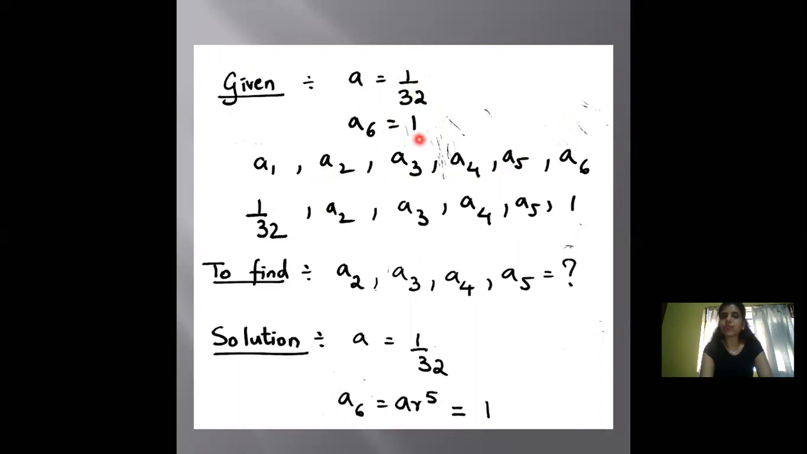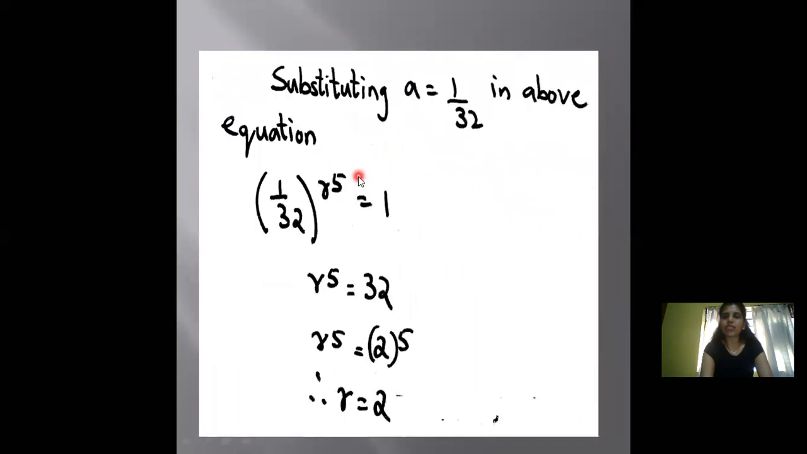Now what we do is, we write a as 1 upon 32 and A6 as a r raised to 5 is equal to 1. Substitute the value for a in this particular equation. So here a is 1 upon 32. So we get 1 upon 32 into r raised to 5 is equal to 1. When we take 32 to the other side, it becomes r raised to 5 is equal to 32.